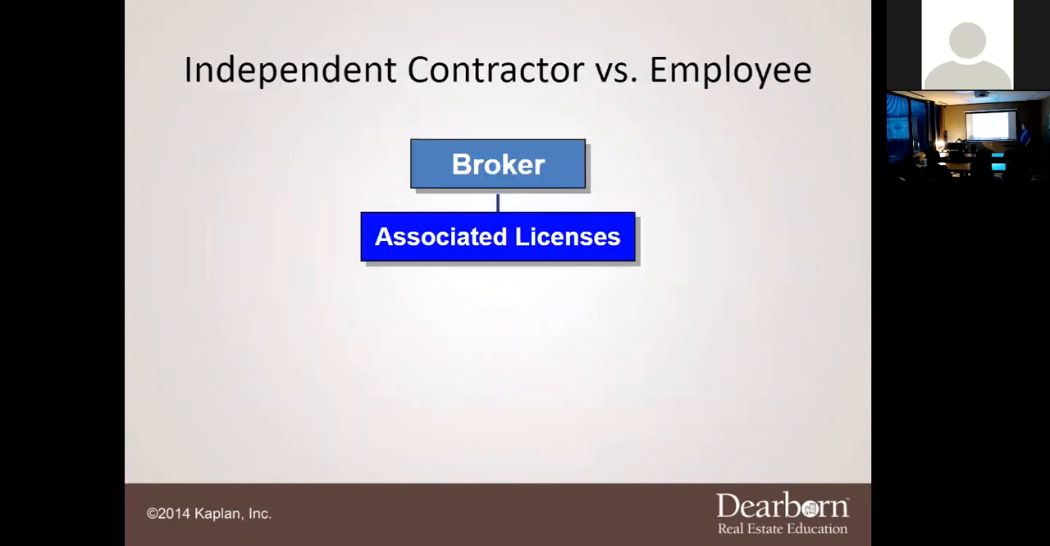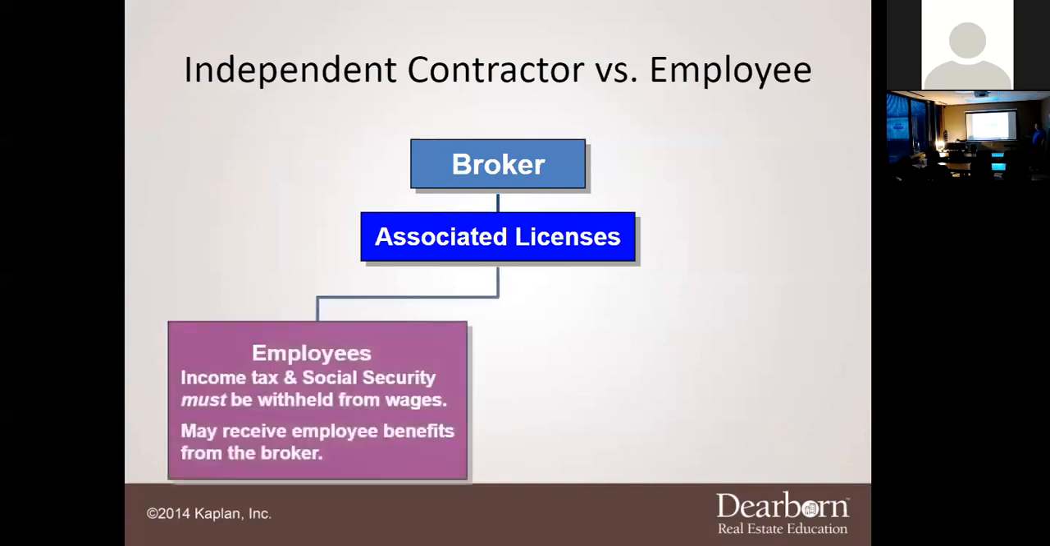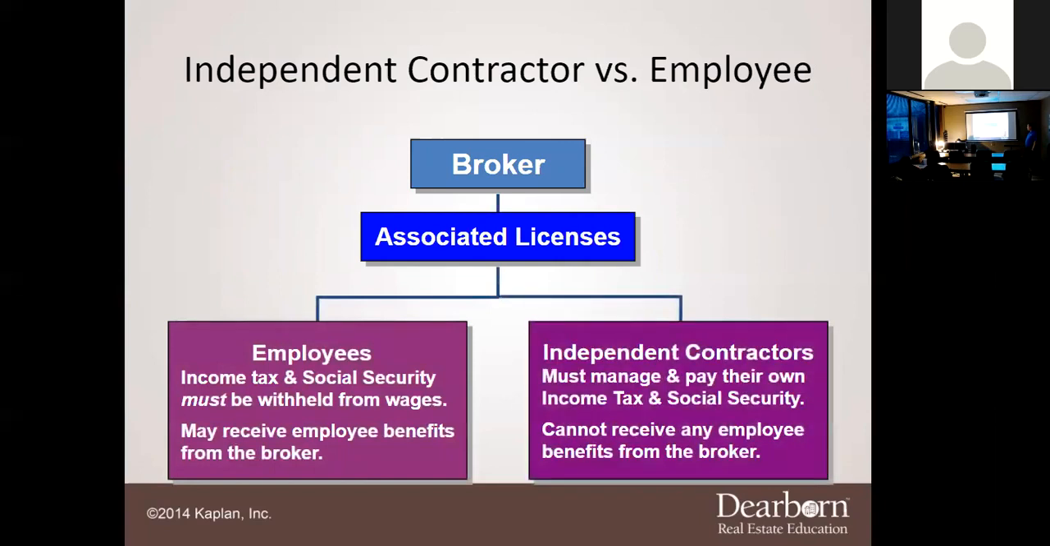So, an independent contractor versus an employee. Again, the broker has associated licenses, okay? The difference in this situation is that for employees, income tax and social security must be withheld from wages, and they may receive employee benefits from the broker. An independent contractor must manage and pay their own income tax and social security and cannot receive any employee benefits from the broker.